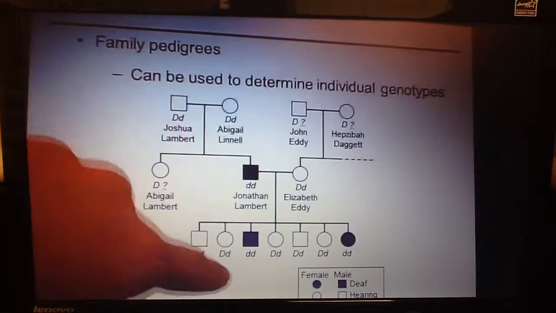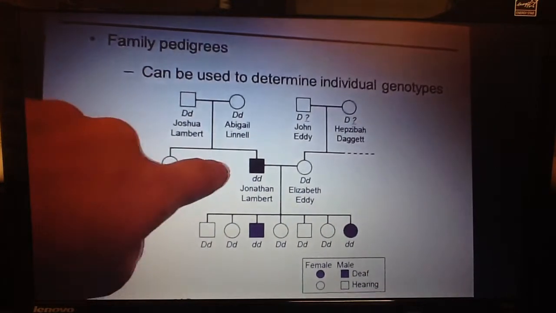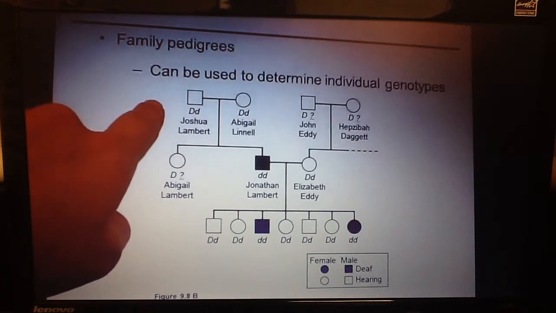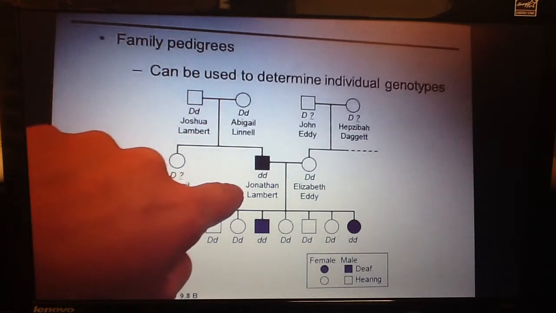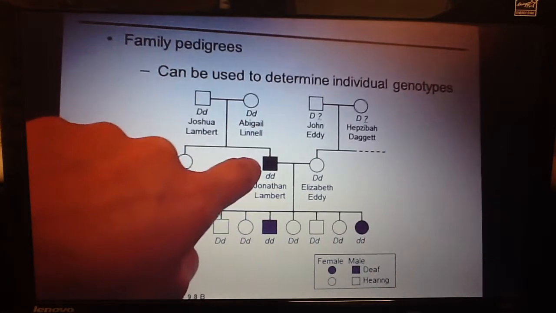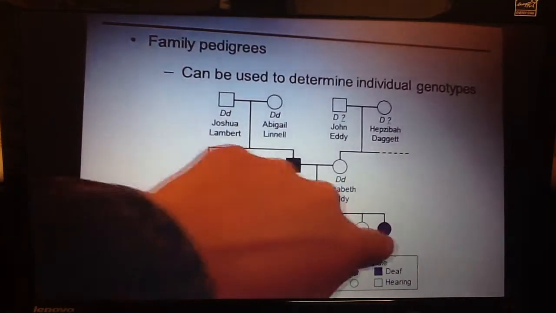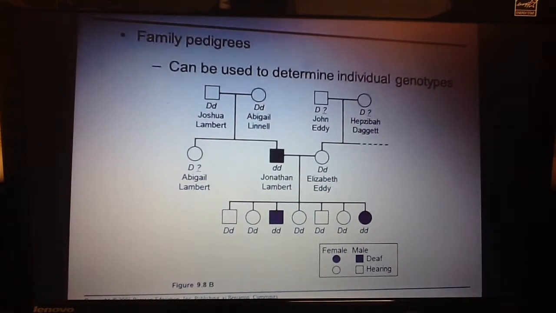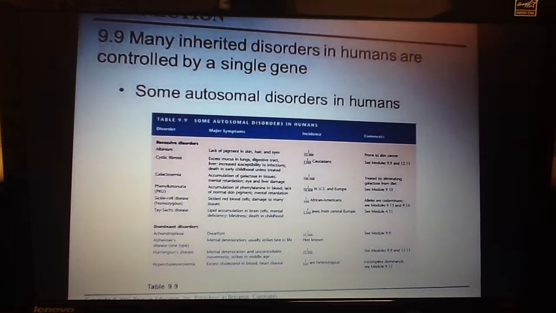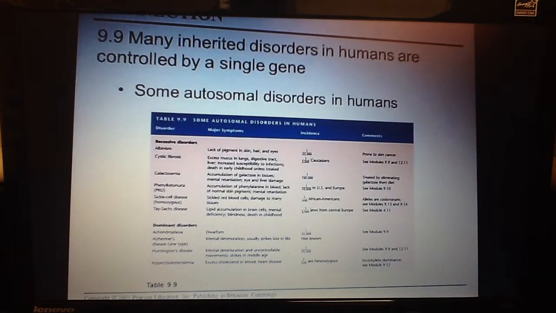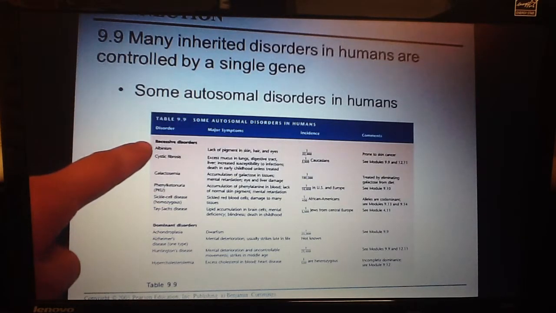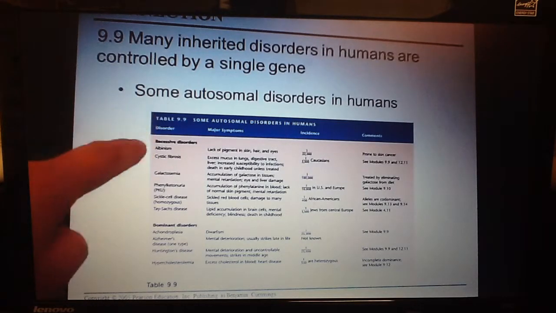So here is an example of where we looked at being deaf. We can see that everybody as grandparents were normal. However, we did produce this offspring, Jonathan Lambert, which was deaf. And Jonathan went on to have a ton of kids, 2 of which were deaf. And so we know that it's a recessive trait. Now, there are tons of inherited human disorders that are controlled by one gene. Some of them are recessive and some of them are dominant. So some of the recessive ones are like being an albino.